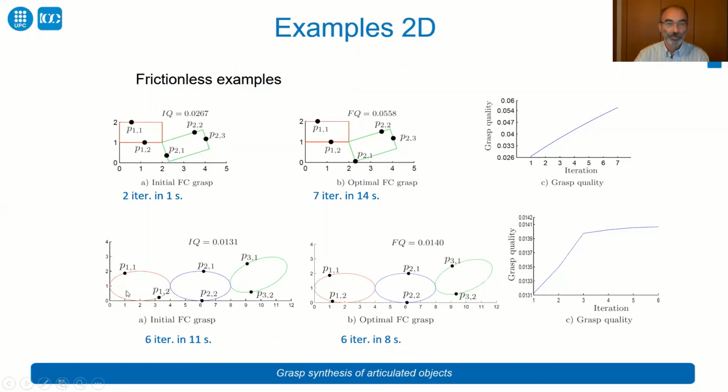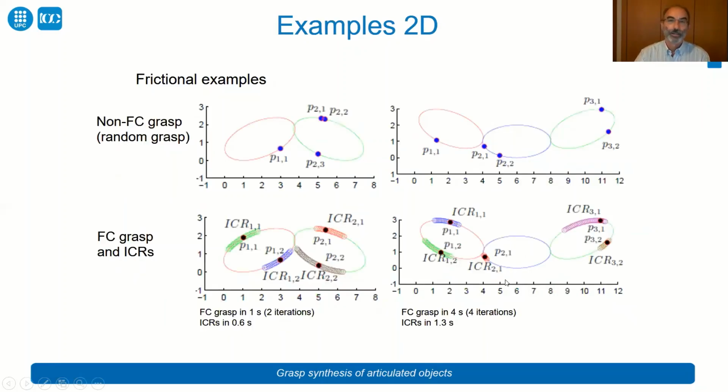This is another example with 3 links. These are of elliptical shape. And this is the force-closure grasp obtained in the first part of the approach. And this is the optimal grasp obtained after the optimization. So this is another example. The previous one was frictionless. This is a frictional example.